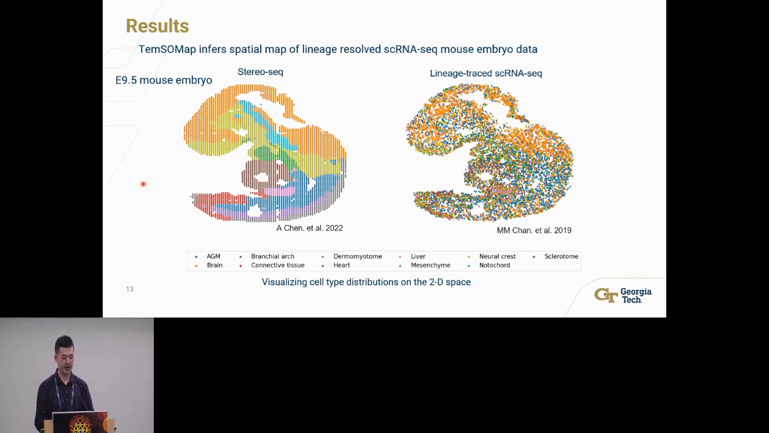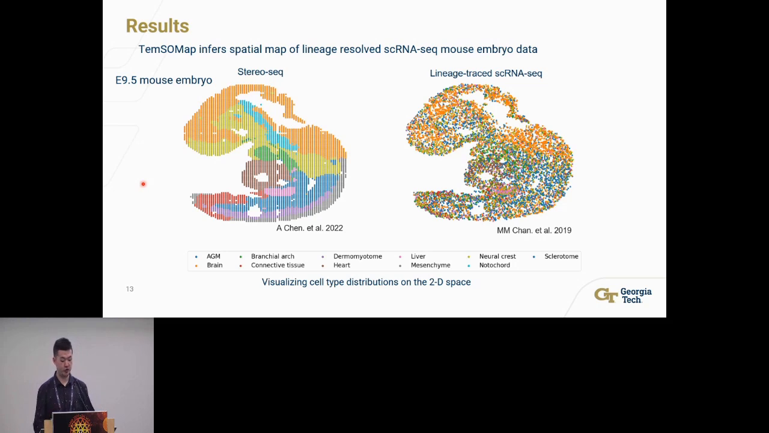datasets. On the left-hand side, we have this Stereo-seq dataset, which is a spot level dataset that sequenced mouse embryo at the E9.5 stage. And on the right-hand side is also a published lineage-traced RNA-seq dataset that also sequenced the mouse embryo at the same stage. By applying TemSOMap on these datasets, we are able to reconstruct the spatial map at a finer resolution than the reference spatial transcriptomics data.